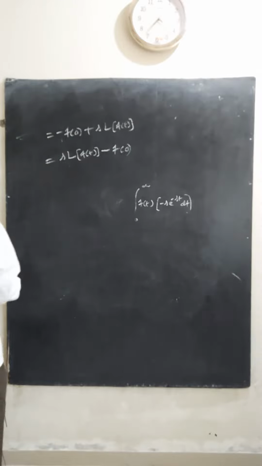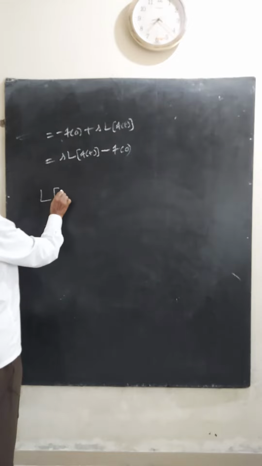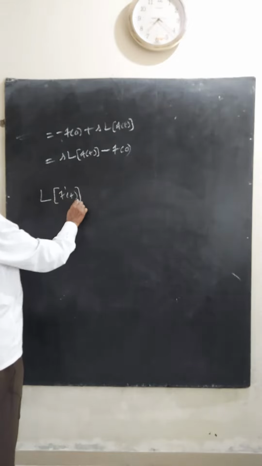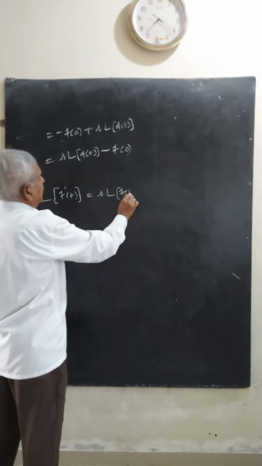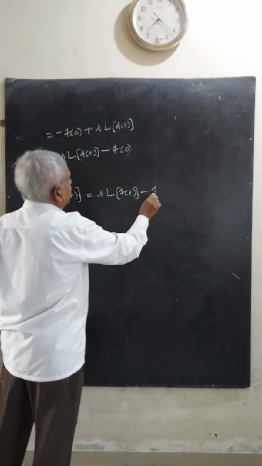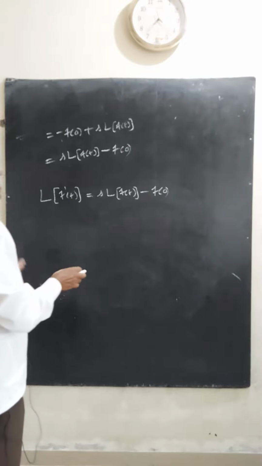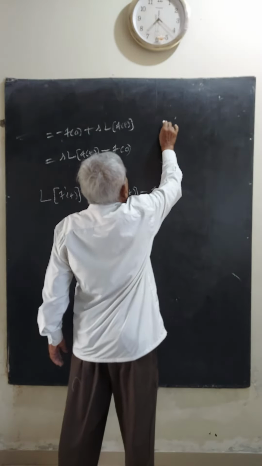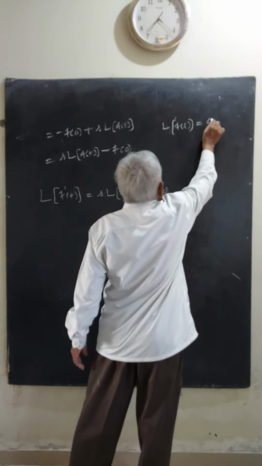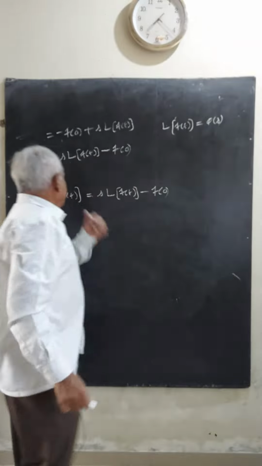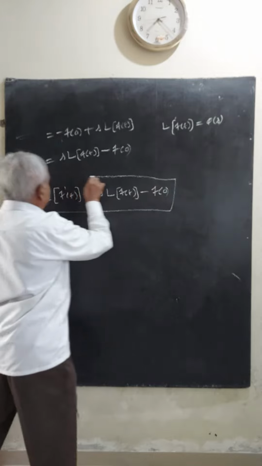In the left, we know L of f dash of t equal to s L of f of t minus f of 0. See, L of f of t equal to, we have seen initially, function of s. Therefore, this is the transform of derivative.